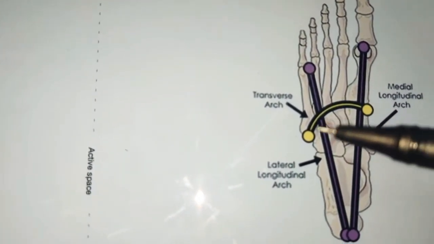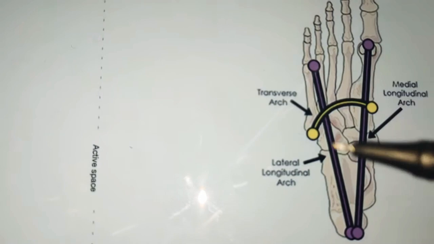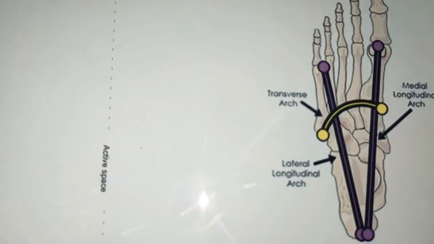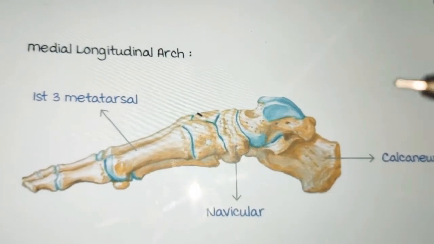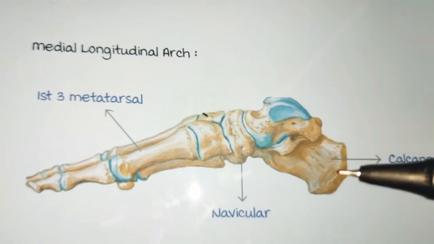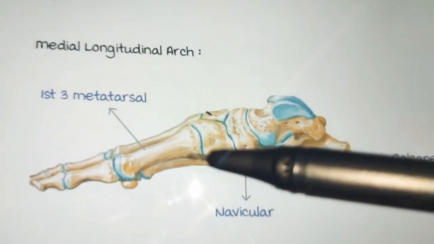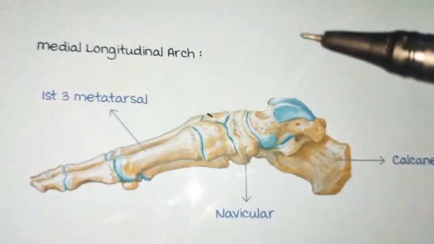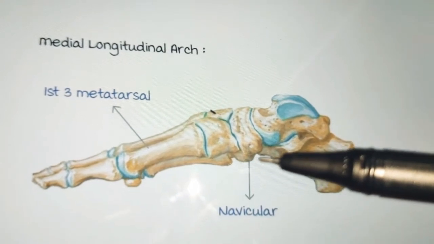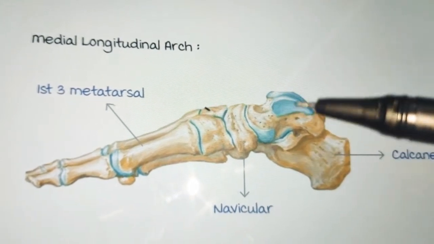You can see this is the transverse arch, this is the medial longitudinal arch, and this is the lateral longitudinal arch. First we'll see the medial longitudinal arch. It is made up mainly of 3 bones, the calcaneum, the navicular, and the first 3 metatarsal bones. And if you see the main bone, the highest bone is the talus.